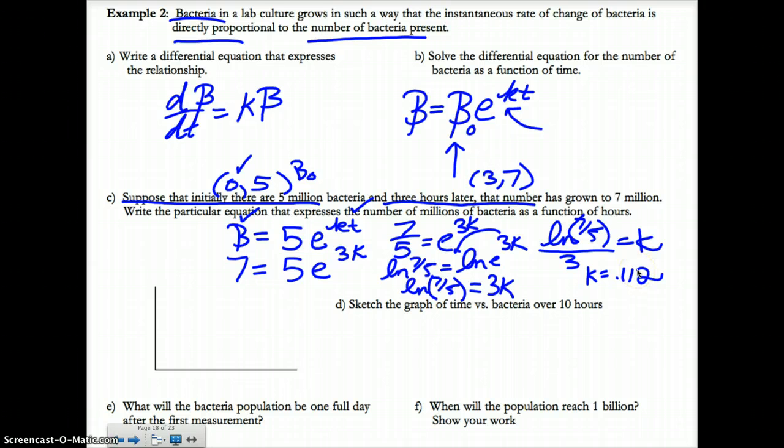So let's write the whole model out. So what I've got, in order to be able to predict bacteria in the future, I've got the starting amount, which they gave me, e to the k, which I just found, times time. So any time in the future, I can now predict what the bacteria growth will be.